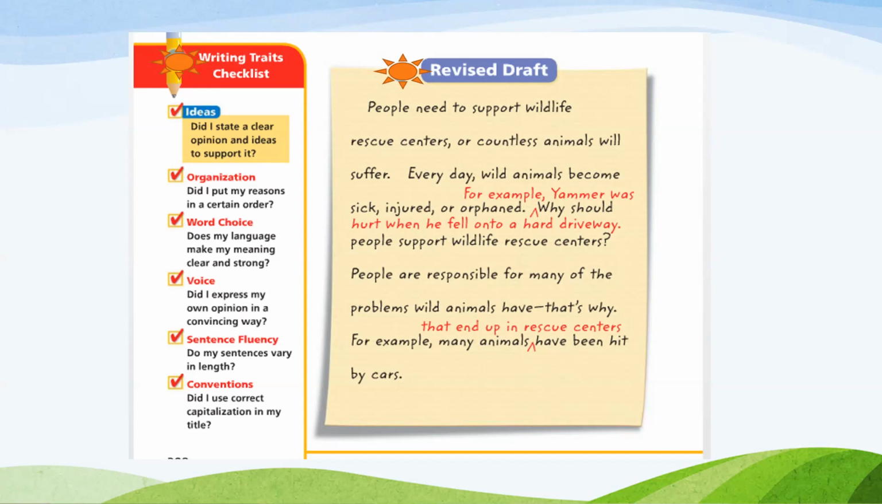Remember, first of all, we need to state a clear opinion, okay? Our opinion, if we agree or not about the specific topic. We need to be clear about that. And then we need to start writing our supporting points or our reasons. For example, every day wild animals become sick, injured, or orphaned.